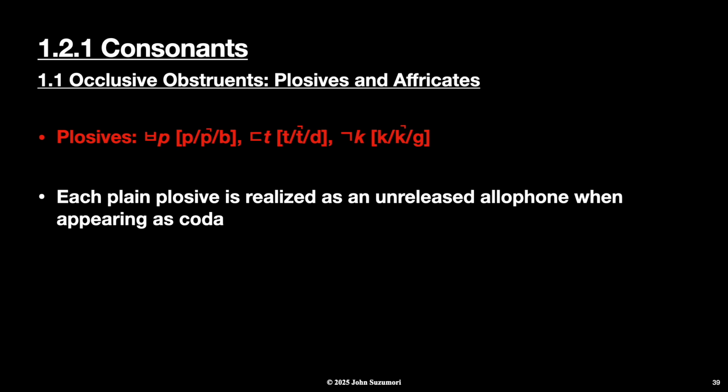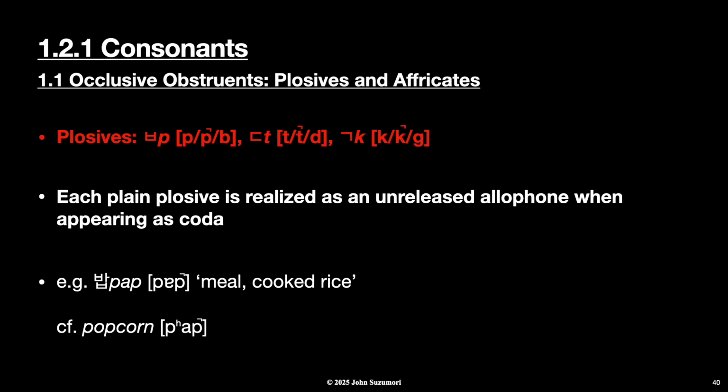With respect to the plosives, each plosive is realized as an unreleased allophone when they appear as coda. For example, the onset piyup is fully released, whereas the coda piyup is unreleased in the Korean word pop, meaning meal or cooked rice. You can also find similar examples such as in the English word popcorn, which has both aspirated onset P and unreleased coda P.